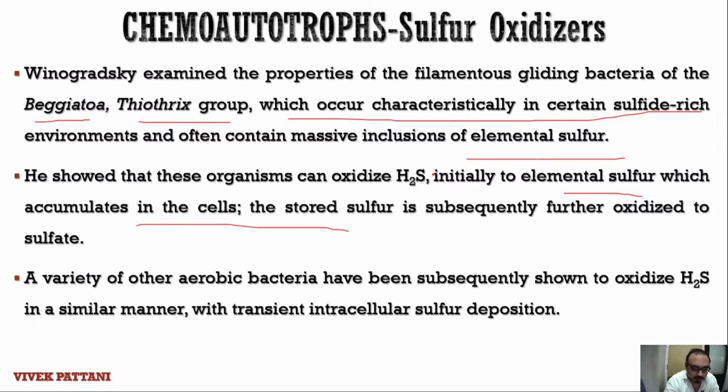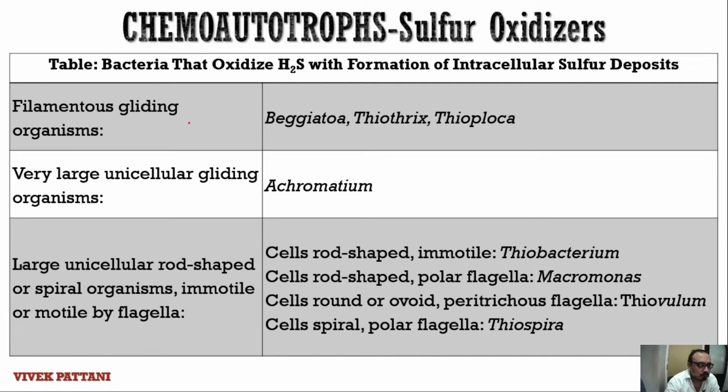Okay, sorry, polar flagella, and one of the main genus is Thiobacillus. There are also other ones, such as the spiral-shaped Thiomicrospira, and one of them is thermophilic also, which is basically Sulfolobus.